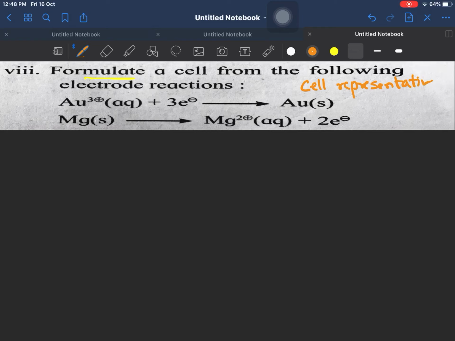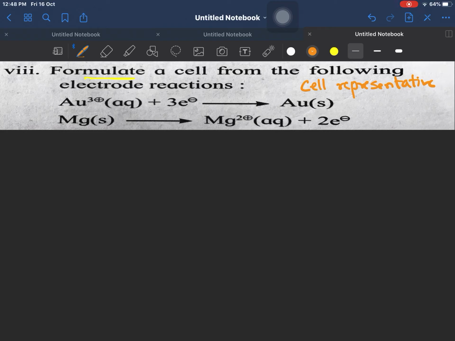Now what are the rules for cell representation? First you have to write the electrode for the anode. First of all you write anode first, followed by cathode. Now in anode you have to write the electrode first, followed by the electrolyte at the anode. Put a double line for salt bridge, single line for change in phase between the electrode and the solution.